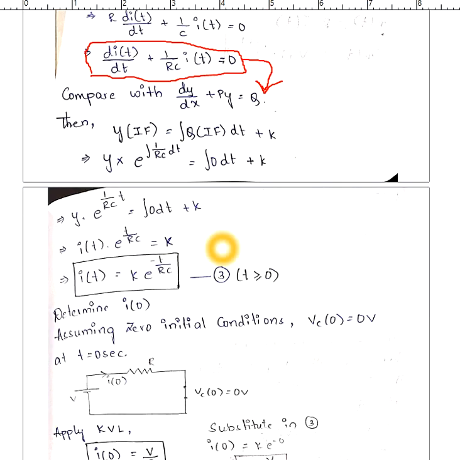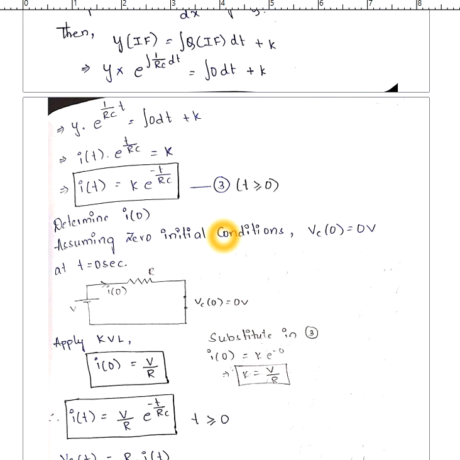Okay, now what is integrating factor? It is e power integral p dt. So what is p? P is 1 by RC. And what is q? Q is 0. So it is very easy to work out this because of this 0. And then when you solve this, you will be getting an equation in terms of the constant k.